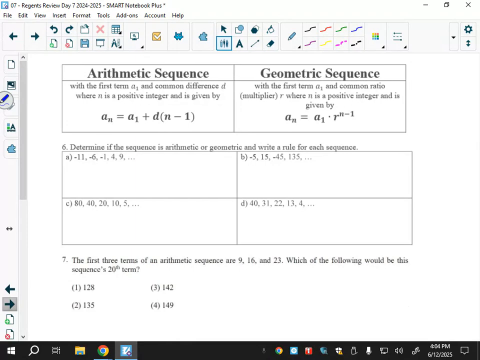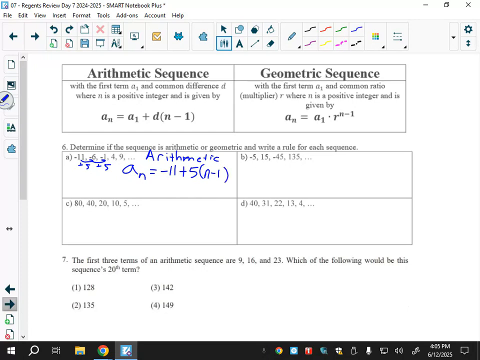So looking at A, I want to notice going from negative 11 to negative 6, we would do that by adding 5. And then from negative 6 to negative 1, we would add 5 again, which shows us because we are adding, this would be an arithmetic sequence. Right? So we're going to use that formula a sub n equals a sub 1, where a sub 1 is your first term, plus d, the common difference, times n minus 1. So we would write a sub 1, our first term is negative 11, plus our common difference d, we just said was 5, times n minus 1.